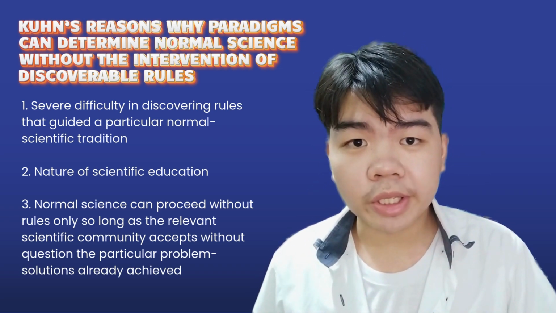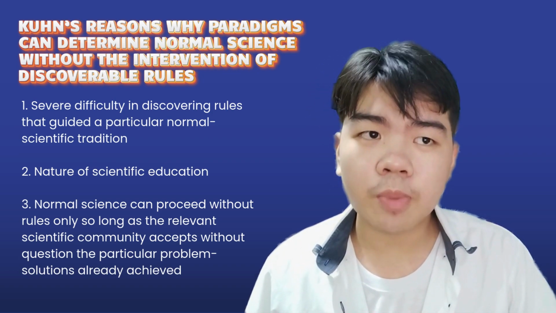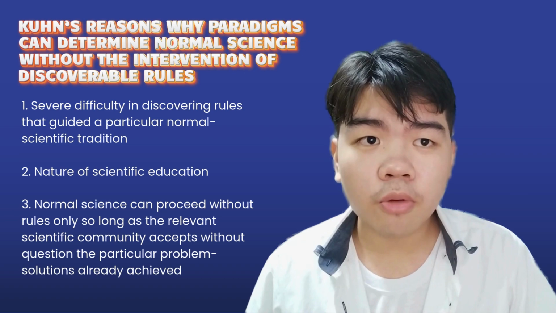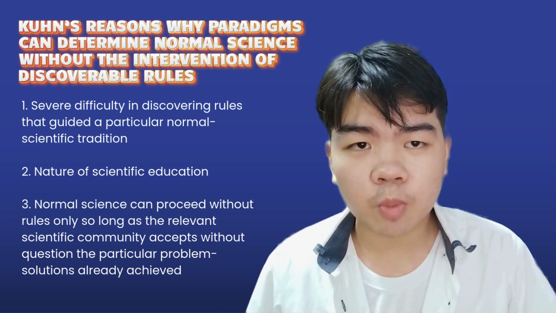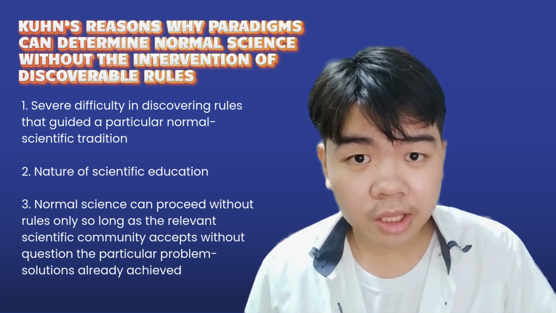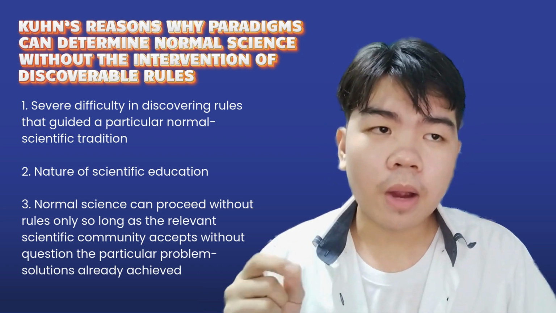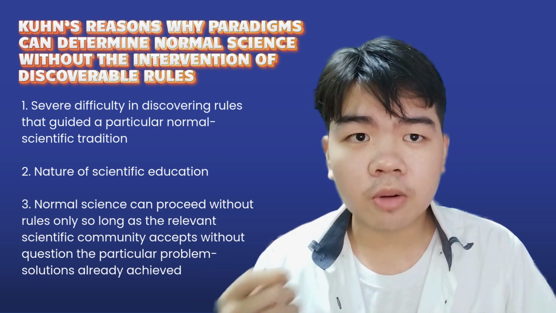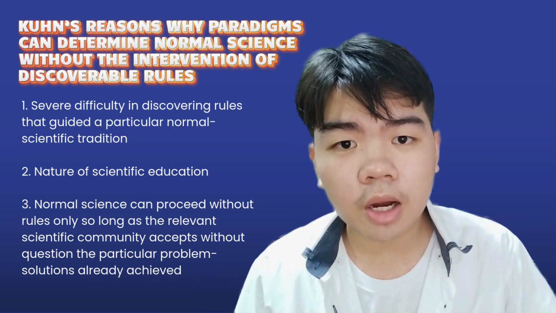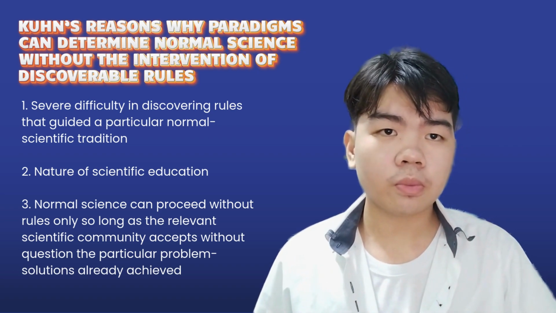Normal science can proceed without rules as long as the relevant scientific community accepts a particular problem solution achieved. This means that scientists intuitively follow paradigms because it provides a framework of models and expectations. Hence, they do not try to rationalize them. But if a paradigm seems to be insecure or if a crisis occurs, scientists question the laws and methods of a certain paradigm, which makes the rules important in this scenario.